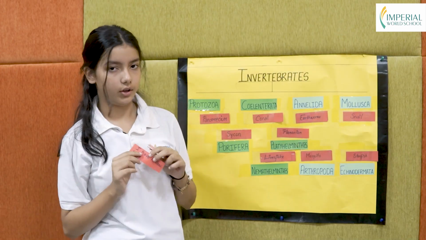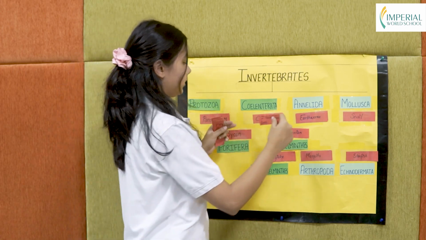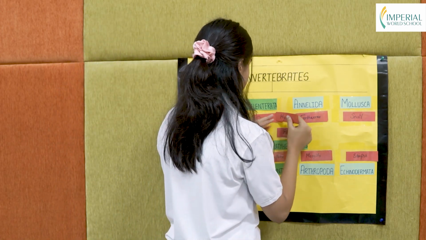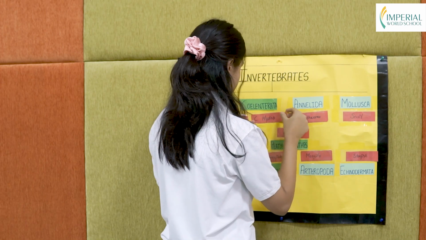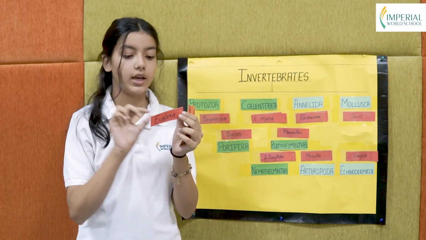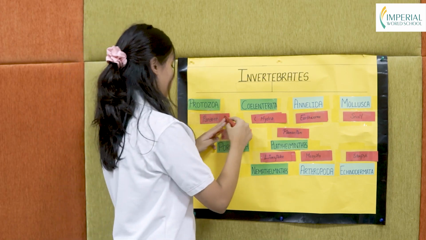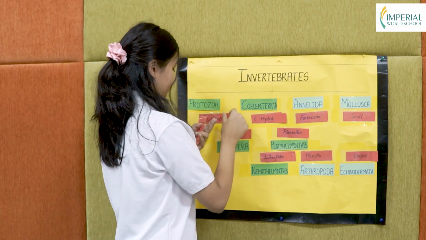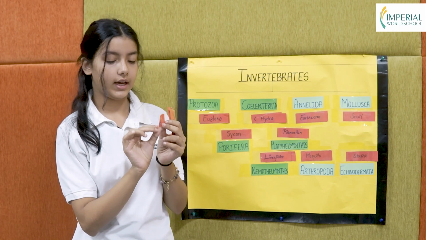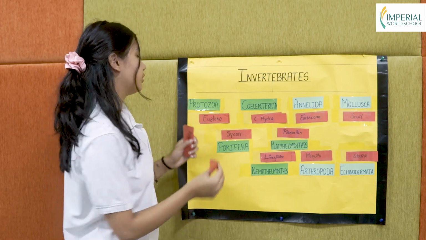Hydra. I have hollow body, so it belongs to Coelenterata. Euglena. I am unicellular, I'm the simplest, so this is Protozoa. Amoeba. I am single-celled, so this is Protozoa too.